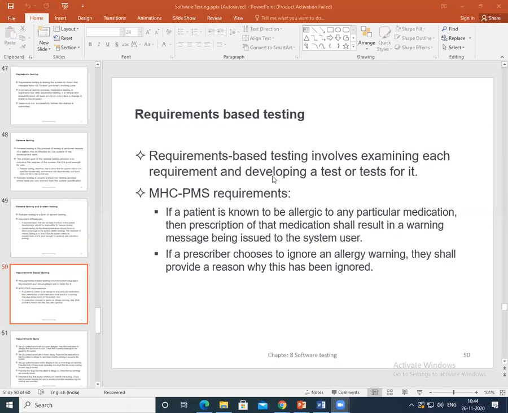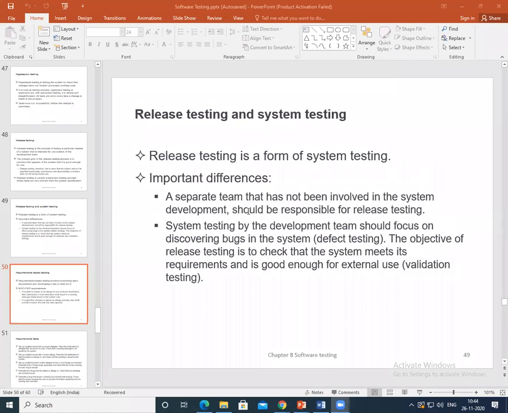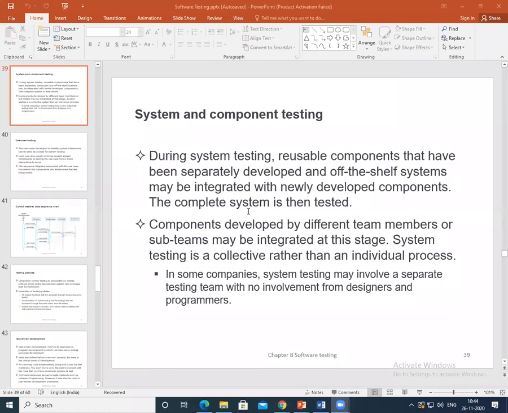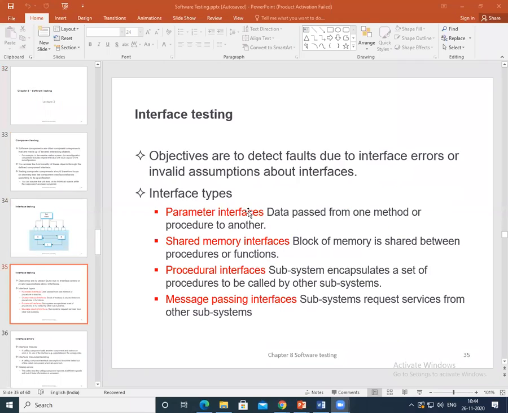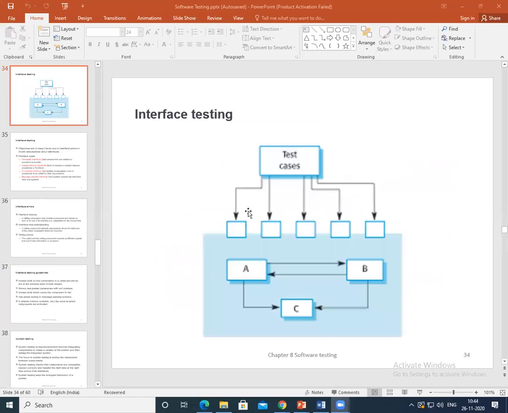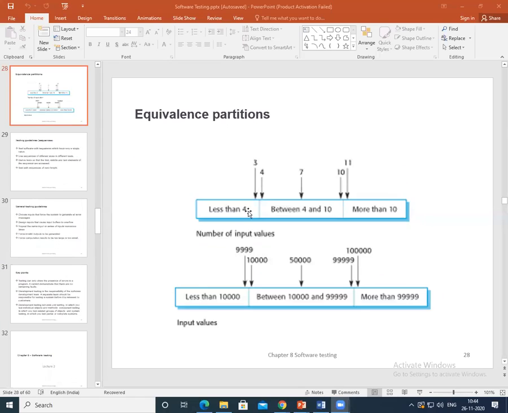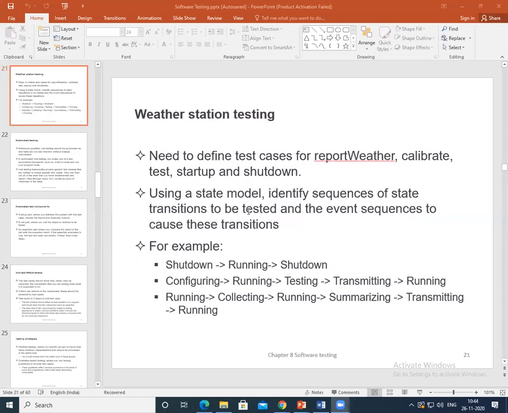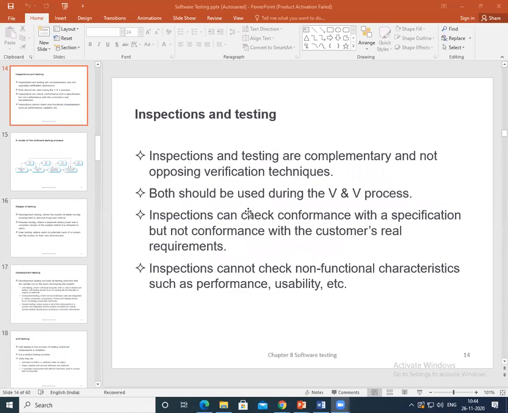So today we'll stop. Tomorrow we'll start with the topic called development testing. What is development testing? We'll try to go up to equivalence partitioning. What is equivalence partitioning and so on?